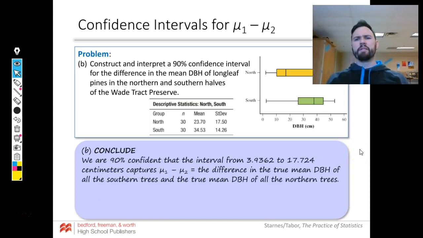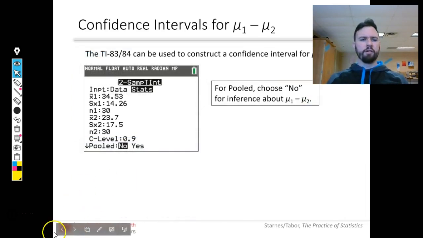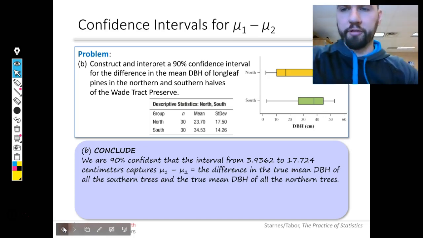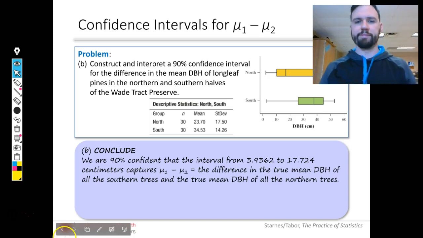You might be asking, how do I use my calculator? Conclude! We are 90% confident that the interval from 3.9 to 17.7 centimeters captures the true difference in mean DBH between southern trees and northern trees. Cool.